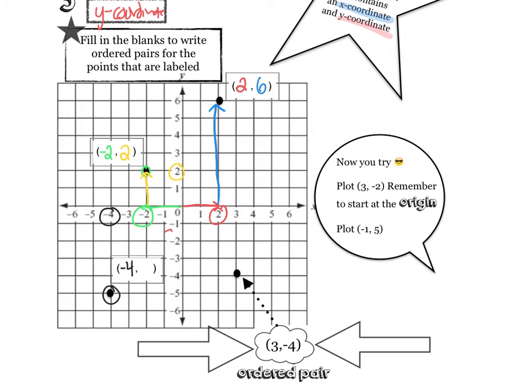So my x coordinate would be -4. And then I went down and ended up at -5. So my y coordinate would be -5. And that's how I would write my ordered pair.